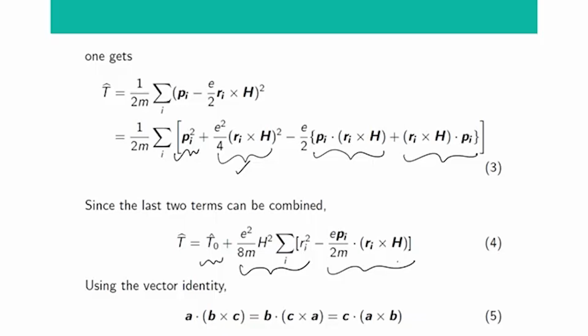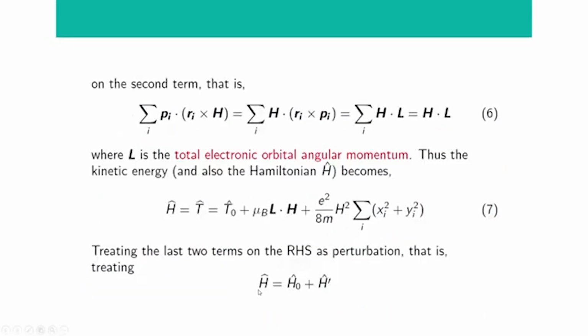and then these cross terms are put in here, where now we can use a vector identity with A dot B cross C, which is P is A and R is B and H is C, and can use this identity to write this equation as P_i dot R_i cross H equal to H dot R_i cross P_i, and R_i cross P_i is nothing but L, which is the angular momentum or the orbital angular momentum. So, that is the total orbital angular momentum, and this is H dot L, and there is a sum over i, of course, and there is an L_i there. So, it is H dot L, it is a total angular momentum.